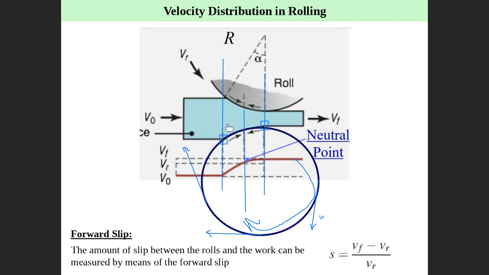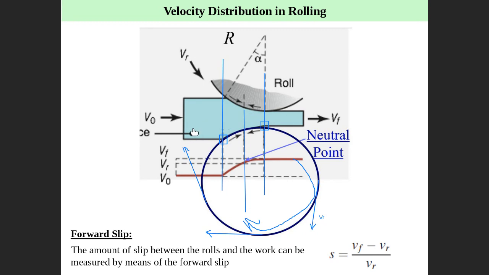Then if the speed of the workpiece and the roller are different, we have slipping here and we have slipping here. Roller slips on the workpiece and workpiece here slips on the roller. There is a relative motion between them. Here relative motion is zero. At this point relative motion is zero because the speed of the workpiece is VR, and the speed of the roller is also VR.